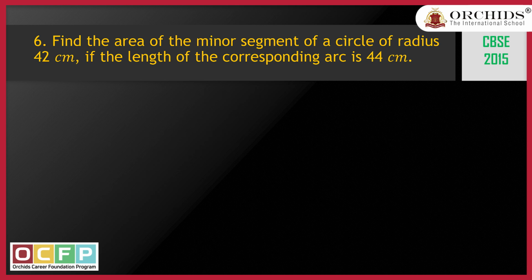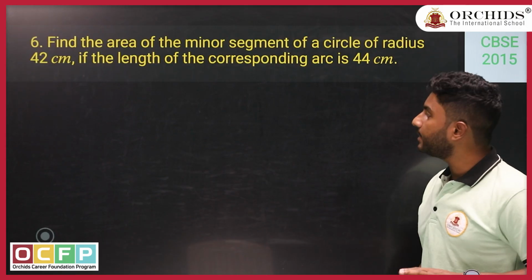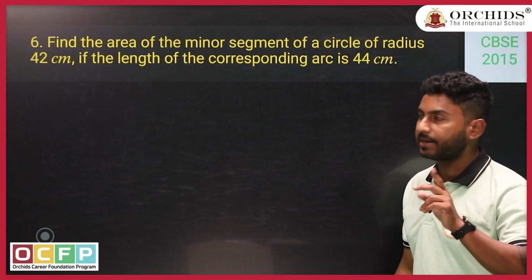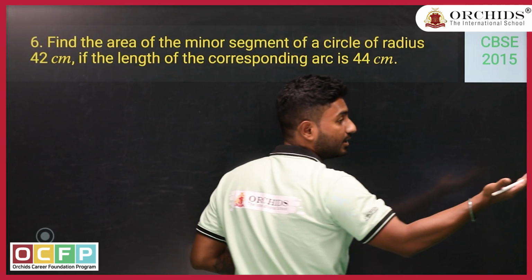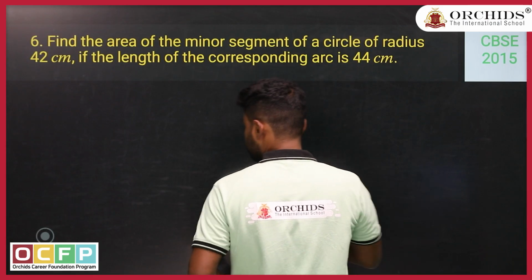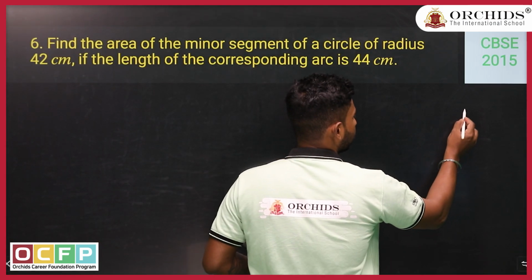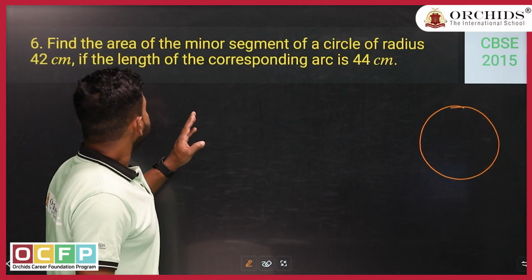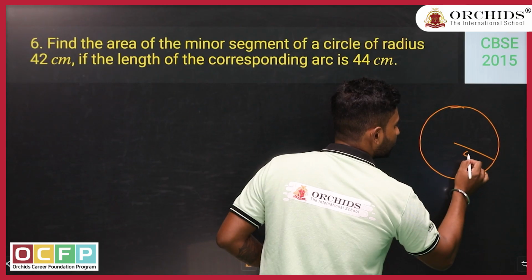Okay, coming to the next question. It is from CBSE 2015. So this is our 6th question. They have asked you to find the area of the minor segment. The previous question was also a minor segment of a circle of radius 42 centimeter. Again, no diagram. Draw the diagram. So here is our circle, and it has a radius of 42 centimeter.